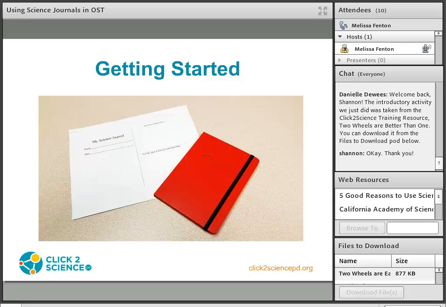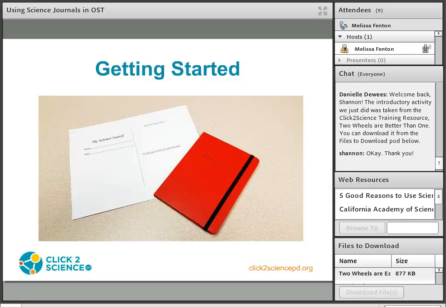And then notebooks. So structured journals are inexpensive, easy to replace if they are lost, and you can use one per learning experience. The disadvantage of these structured journals is that there isn't the open interpretation and sometimes the deep thinking that can occur when youth are using a blank notebook to draw and record observations and data.